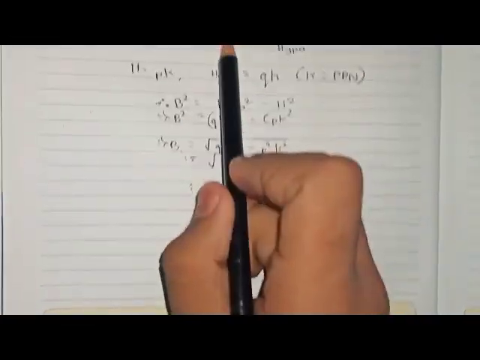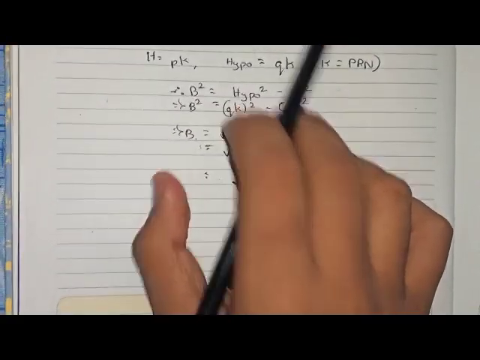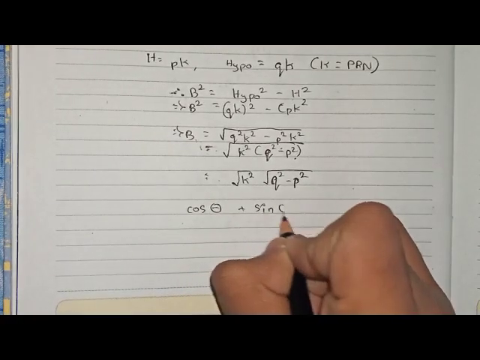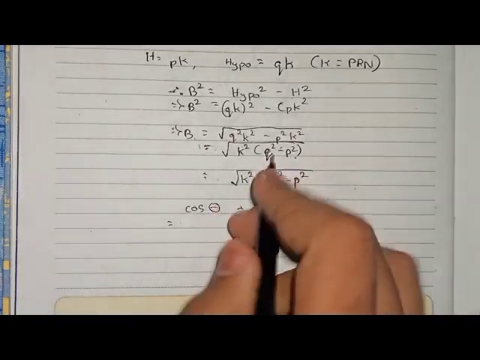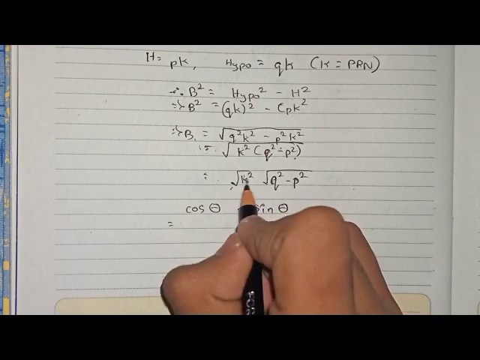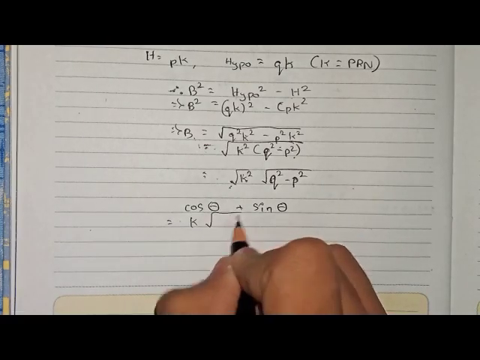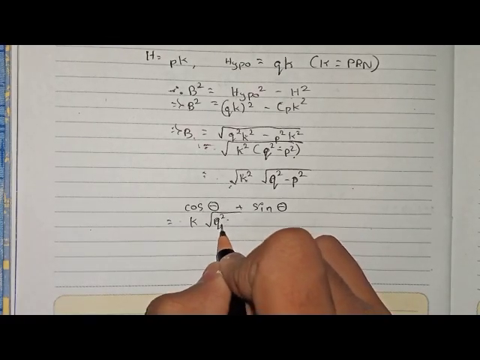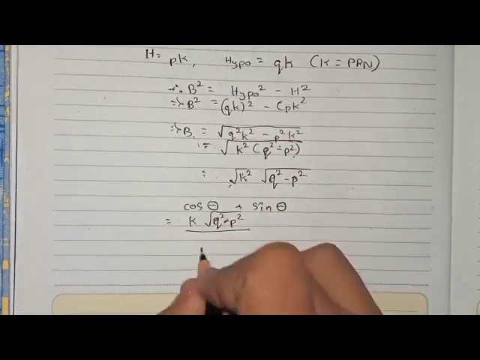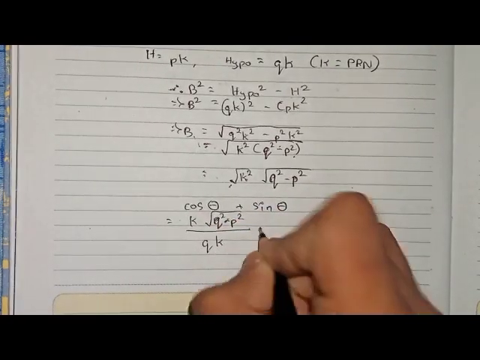So now you can find out the value of cos theta plus sin theta. Cos means base by height. So therefore this value I have to put here. I am writing only k here because root over k square will become k only. So k root over q square minus p square by hypotenuse. So our hypotenuse is qk.